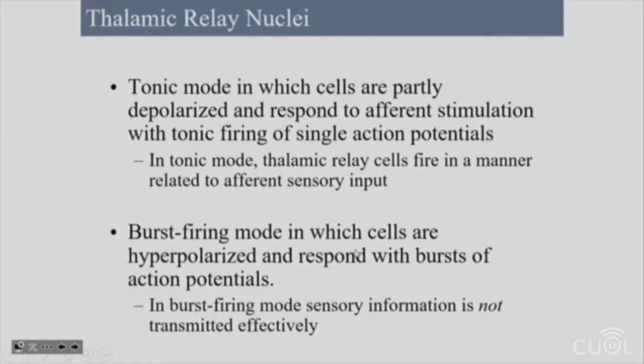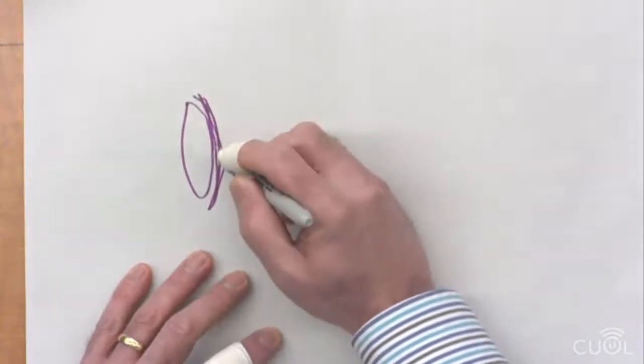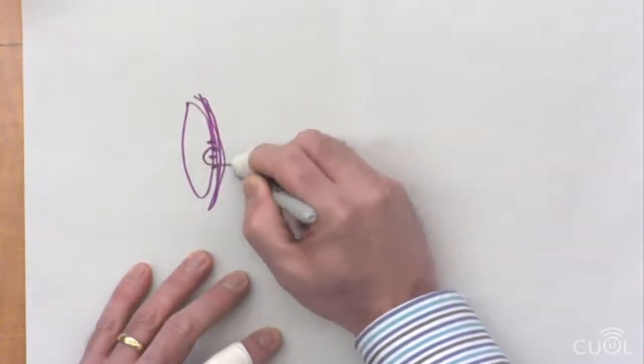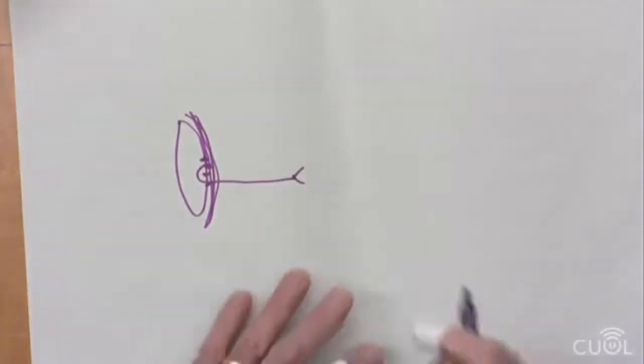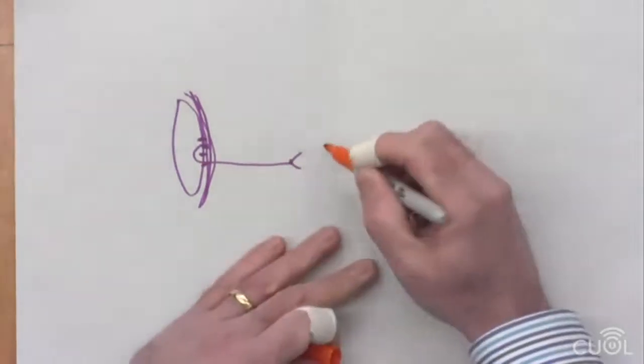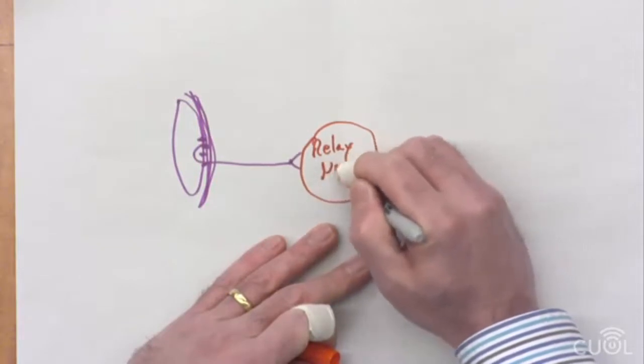So let's stop and think. Let me see if I can do it in a different way here. Okay, so your retina back here has all the photoreceptors and ganglion cells, which project back through the optic nerve. So our first way station for this talk is those relay neurons.